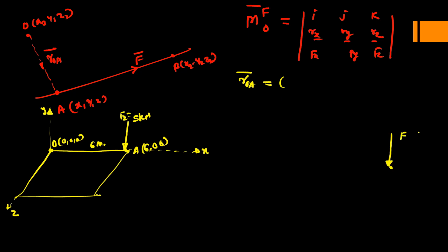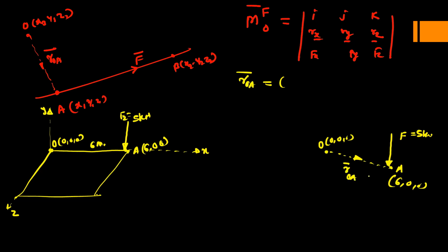So this is the force which is 5 kilonewton and it's acting at the point 6, 0, 0. And this is the point about which we want to take the moment. So this is the point O, coordinate is 0, 0, 0. So its position vector will be directed like this, from point O to A. So this position vector is R bar OA.